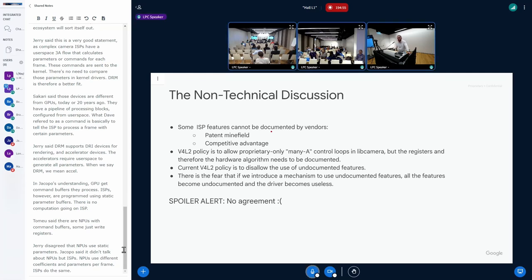Yes. So I'm slightly confused, because we're talking about mem-to-mem ISPs, right? Yes. So you're feeding the images to it. So why would the sensor matter? You have your set of conformance test images, and that has to pass. It's a real-time process, right?